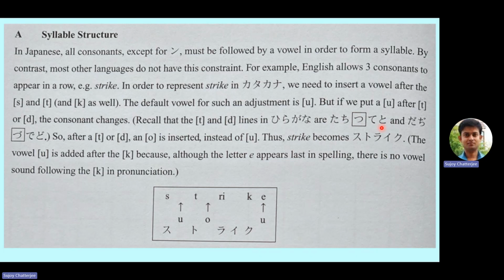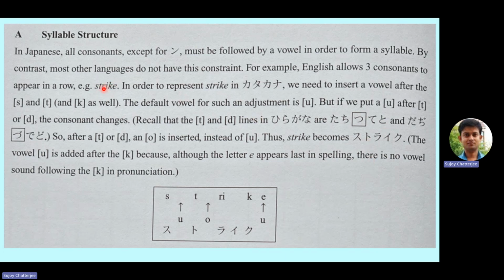And same goes with the da, ji, zu, de, do line. Instead of zu, we will use do. So do is still nearer than zu. Thus strike becomes sutoraiku. We don't say sutoraiku, we say strike only. But if you want to break the sounds, then it will become sutoraiku. So the s becomes su, the t becomes to because of this rule.